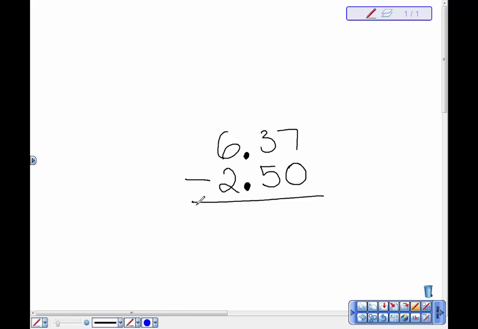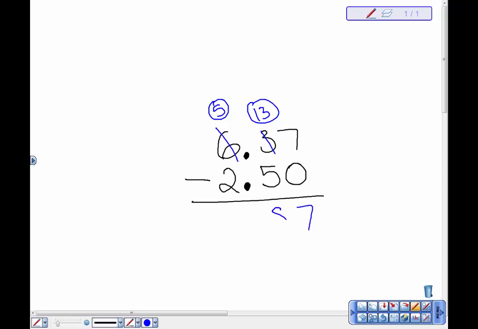Let me change my color. 7 minus 0 is 7. 3 minus 5 I can't do. The reason I can't do it is because my 3 is smaller than my 5. So since my 3 is smaller, I'm going to borrow from the 6, turn it into a 5, turn that 3 into a 13, and now I can subtract.